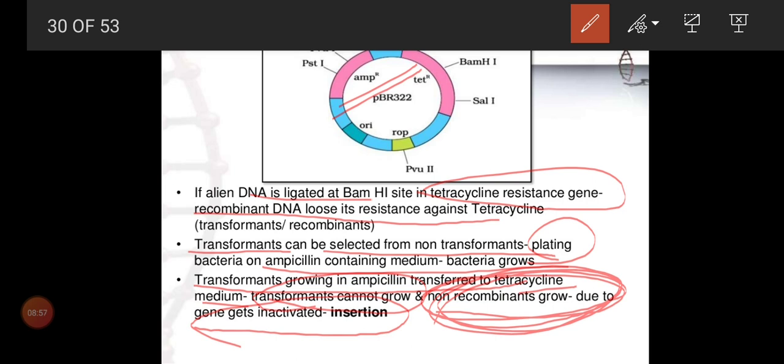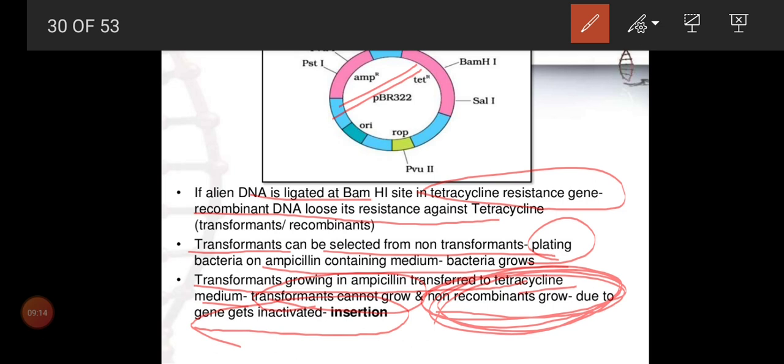Why? No genes were removed. No tetracycline or ampicillin gene was removed. So it is not a recombinant, so it will grow on the medium. So one question they have asked is this: they ask the reason why it is growing in ampicillin, why not in tetracycline?